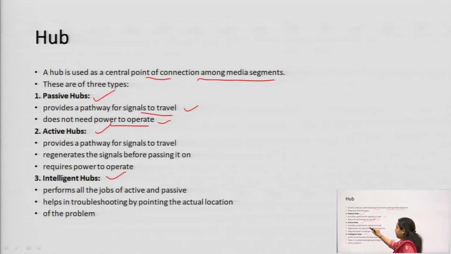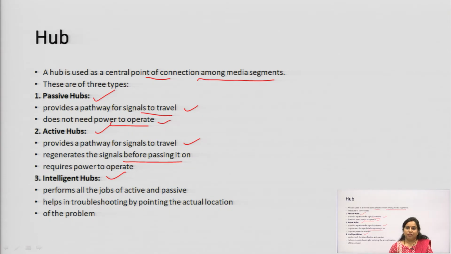In the case of the active hub, it provides a pathway for the signal to travel, and it will also regenerate the signal before passing it on. So, what is the main advantage of using an active hub? It will regenerate the signal, meaning regenerative repeaters are used. I have told you what repeaters are. Repeaters are devices through which we transfer information. They repeat the same signal.